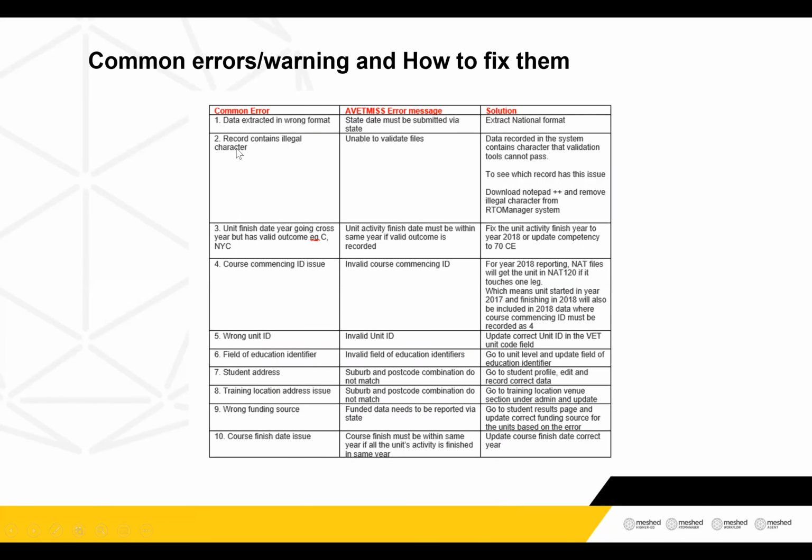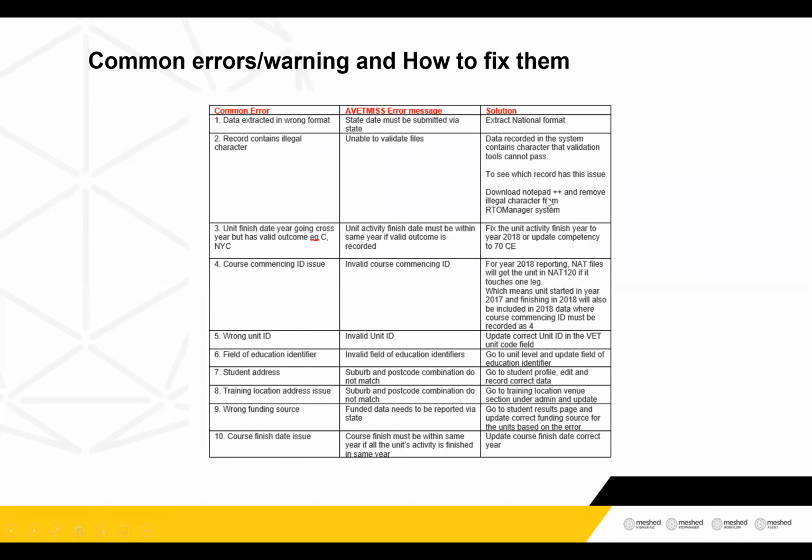So the other thing that is very common is record contains illegal character. So sometimes when you record the student's name or their address, you may have a special character like hash, or there is a double colon, or any special character. The AVETMISS engine will not accept this character. So in that case, you will see which record has an illegal character. You need to fix them.